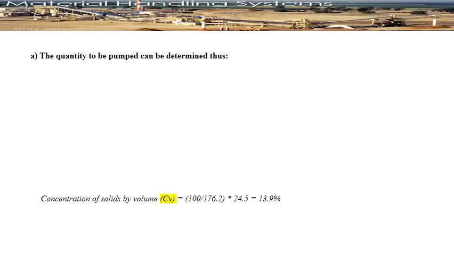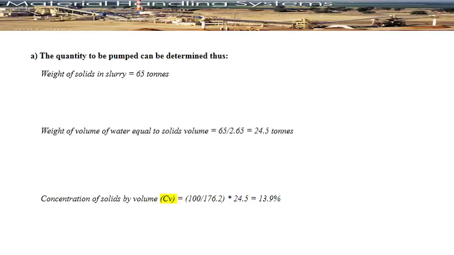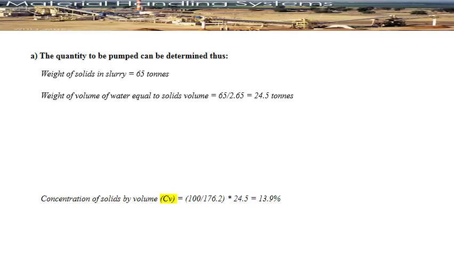So first we have to find the quantity to be pumped, determined by the issue. We said that the weight of the solid in the slurry is 65 tons because that's what we are going to pump per hour. The weight of volume of water equal to the solid volume is equal to 65 divided by 2.65. Now 2.65 is the specific gravity we had. So we found the weight of the volume of water equal to the solid volume is equal to 24.5 tons.